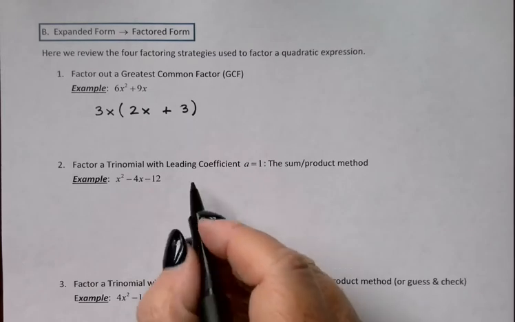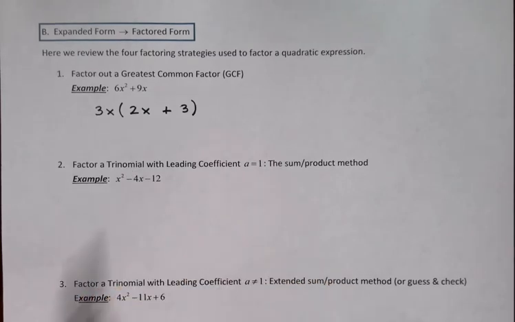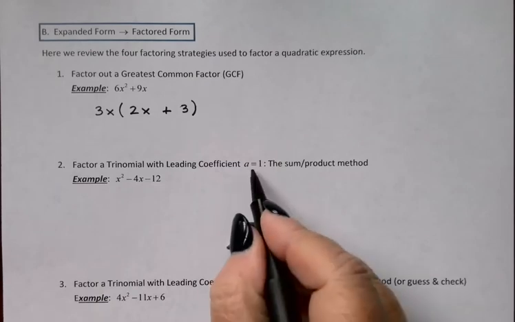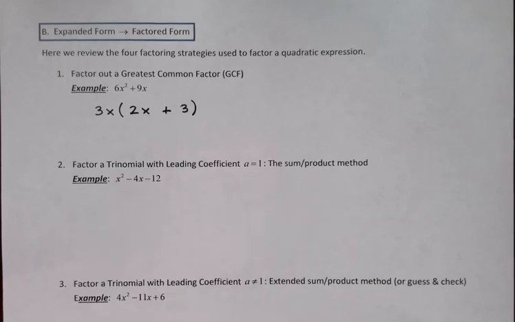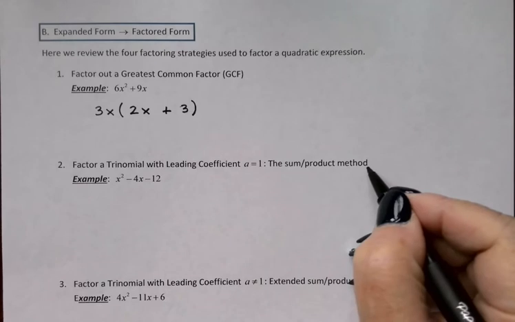Our second factoring strategy is factoring a trinomial. Notice we now have 3 terms. And for the moment, I'm just going to look at ones that have a leading coefficient of 1. So a 1x squared here. We'll use what I refer to as the sum and product method.